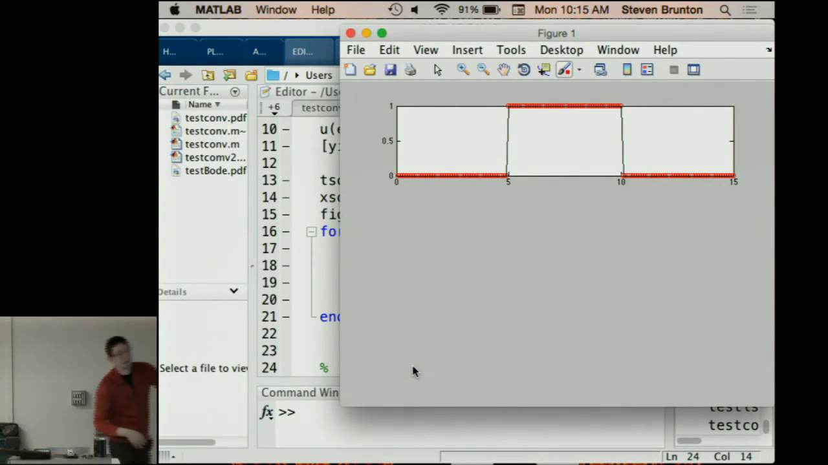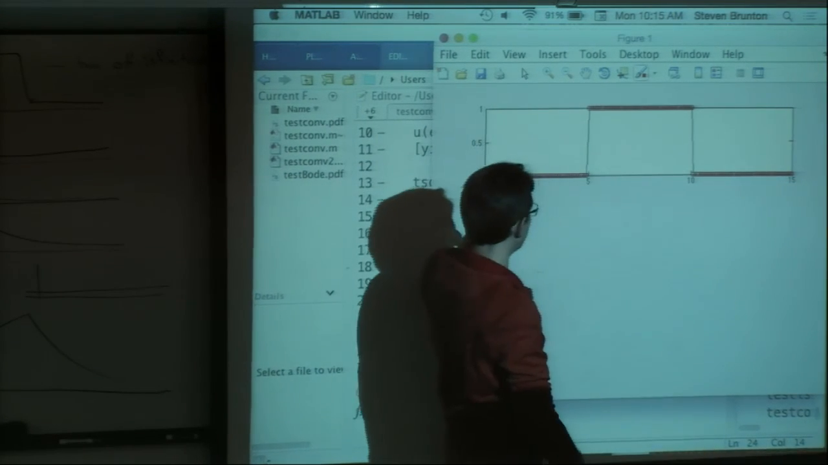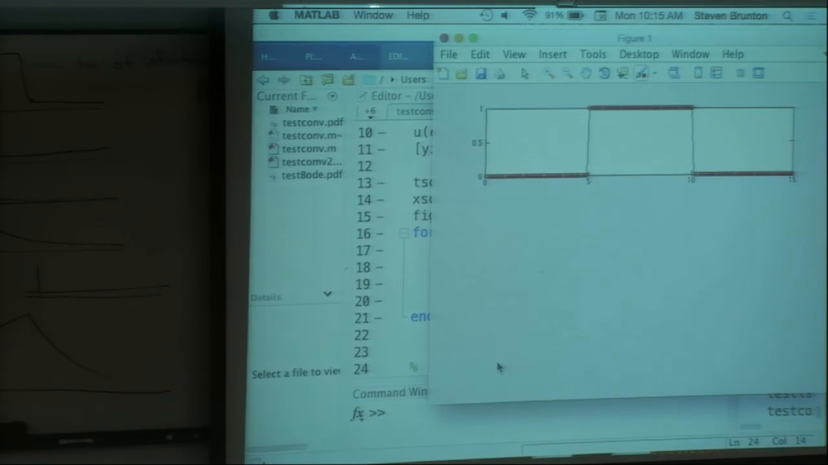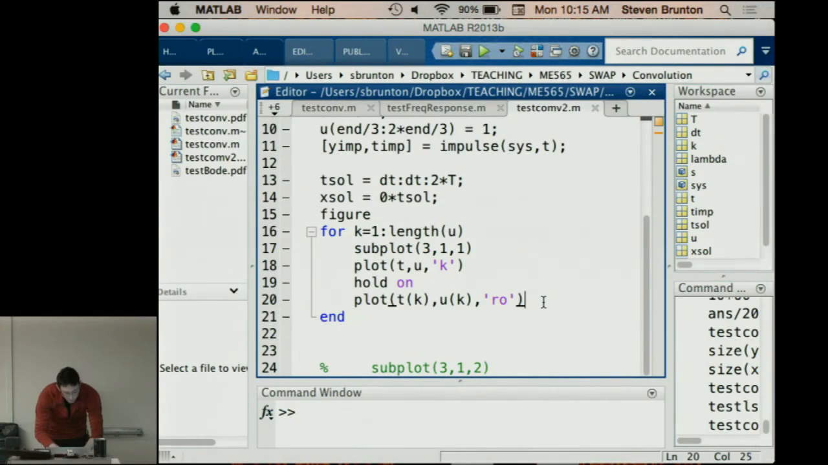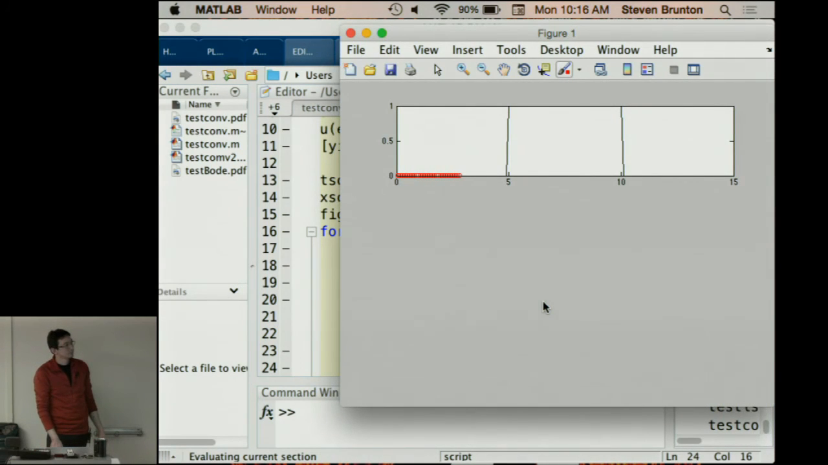Okay, so this thing basically just went through for k equals 1 to 150, and it just went through and plotted a red circle. You should probably say draw now and pause 0.05 so that it actually shows something. Okay, that's my first thing that I just did.